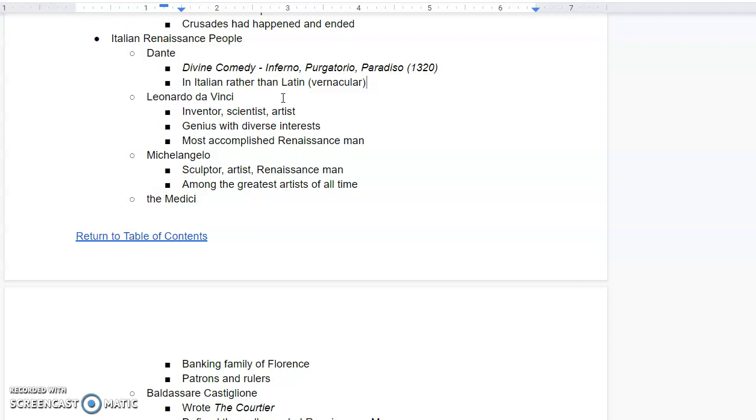In many ways, the most truly Renaissance man among Renaissance men, meaning he did the most different areas of study and was seemingly good at them all.